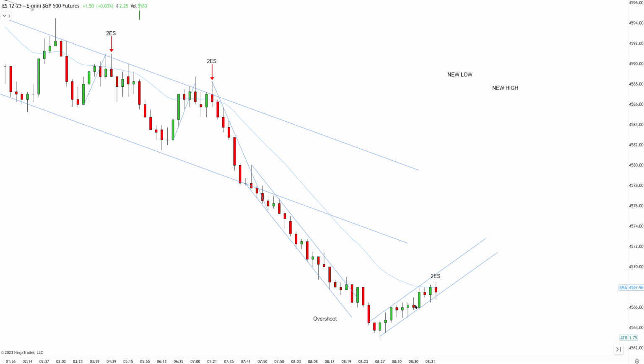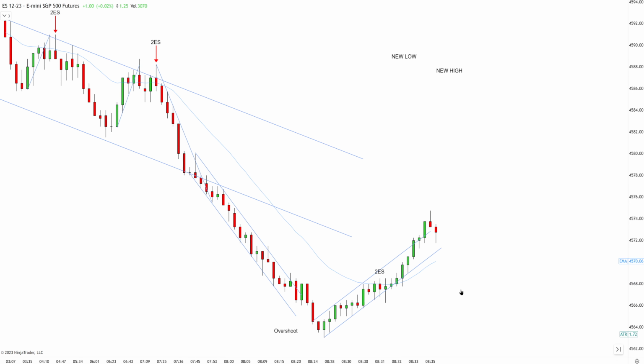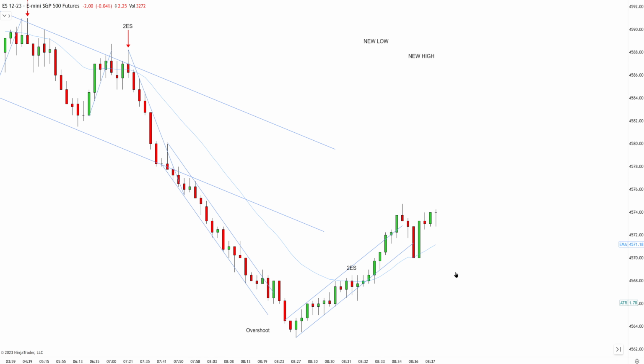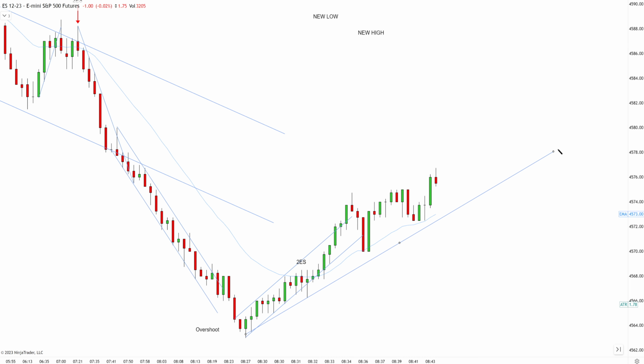Draw the short-term channel. The candles fit well. I cannot take a second entry short because we had overshoot. We can have stronger momentum. The uptrend is still in play. Now I can see that we have continuous bullish pressure. I'm going to redraw my channel a little bit wider.